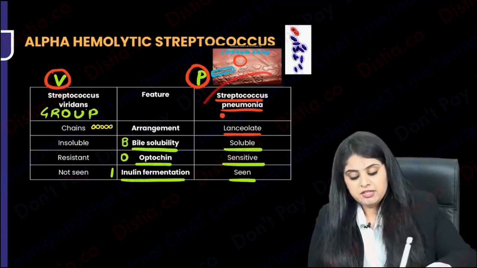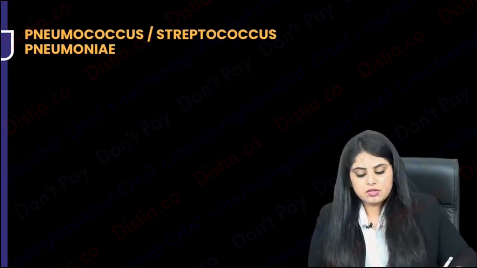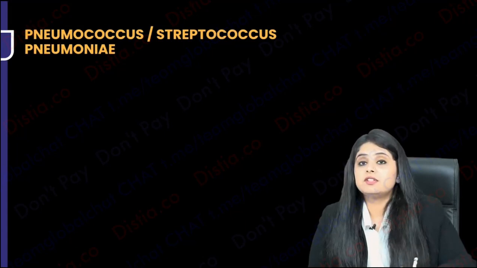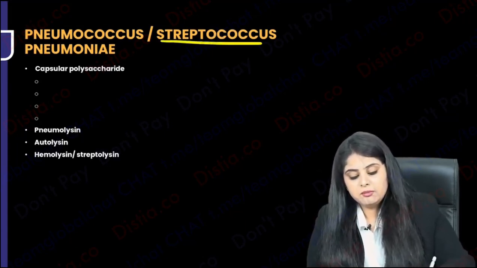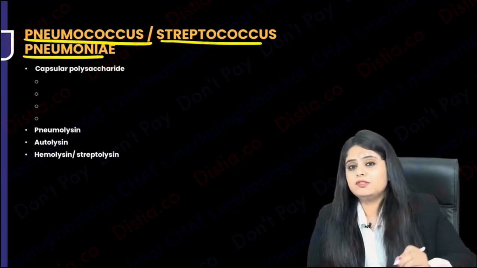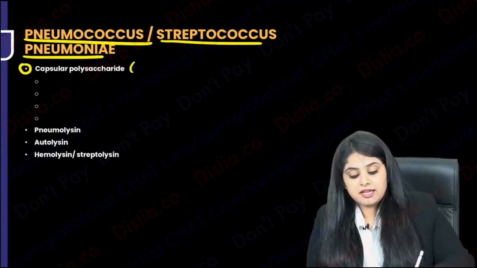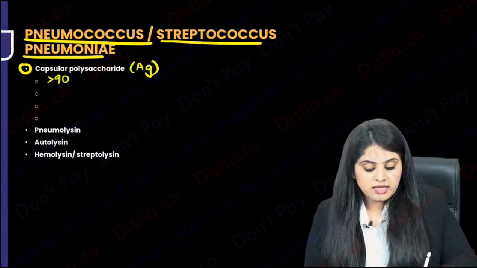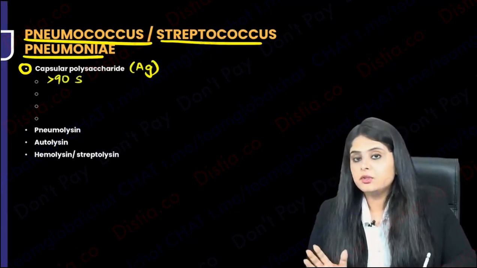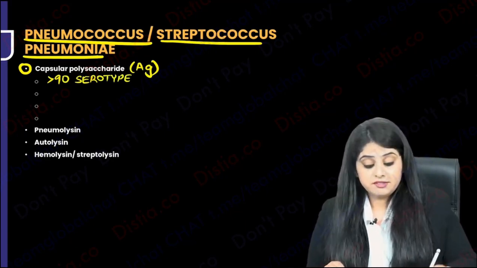Now I go on to the details of Streptococcus pneumoniae, and you already know the details. I'm just going to tell you a little bit extra. First, I'll start with the virulence factors. Please note that among the virulence factors of Streptococcus pneumoniae or pneumococcus, the most important is the capsular polysaccharide. And this is antigenic. Whenever something is antigenic, there are going to be more than 90, actually more than 97 now, serotypes known on the basis of this capsular polysaccharide.